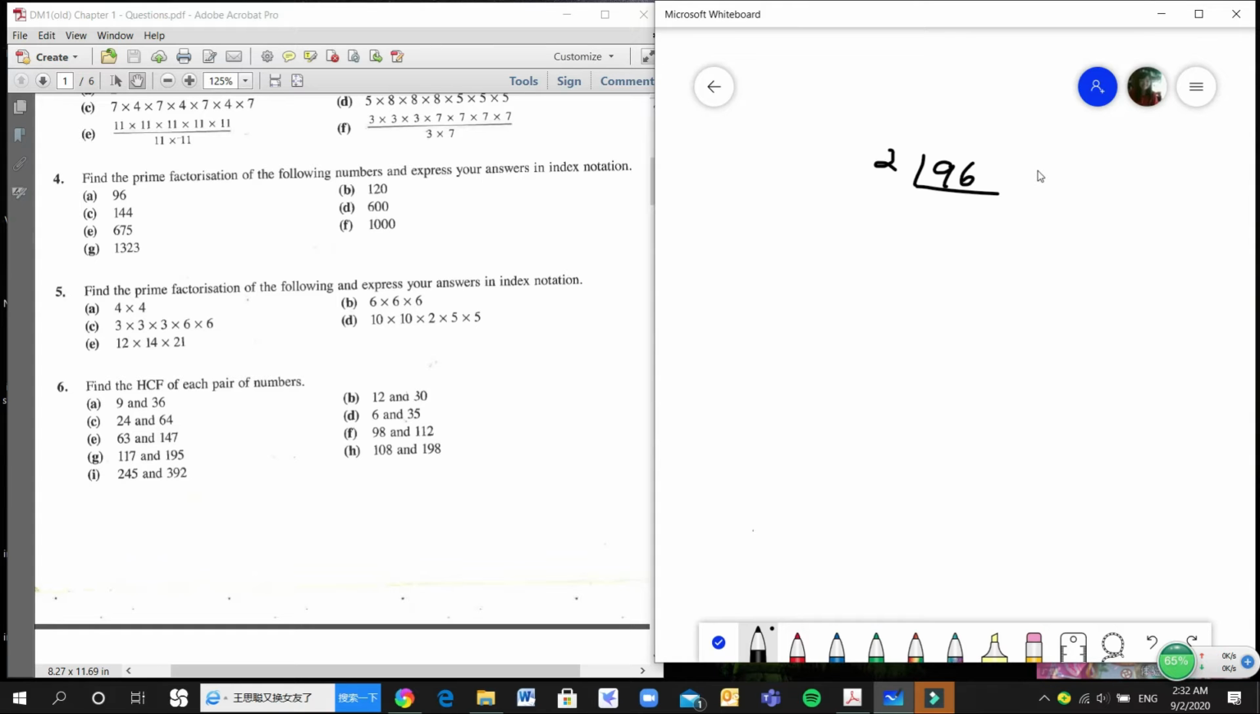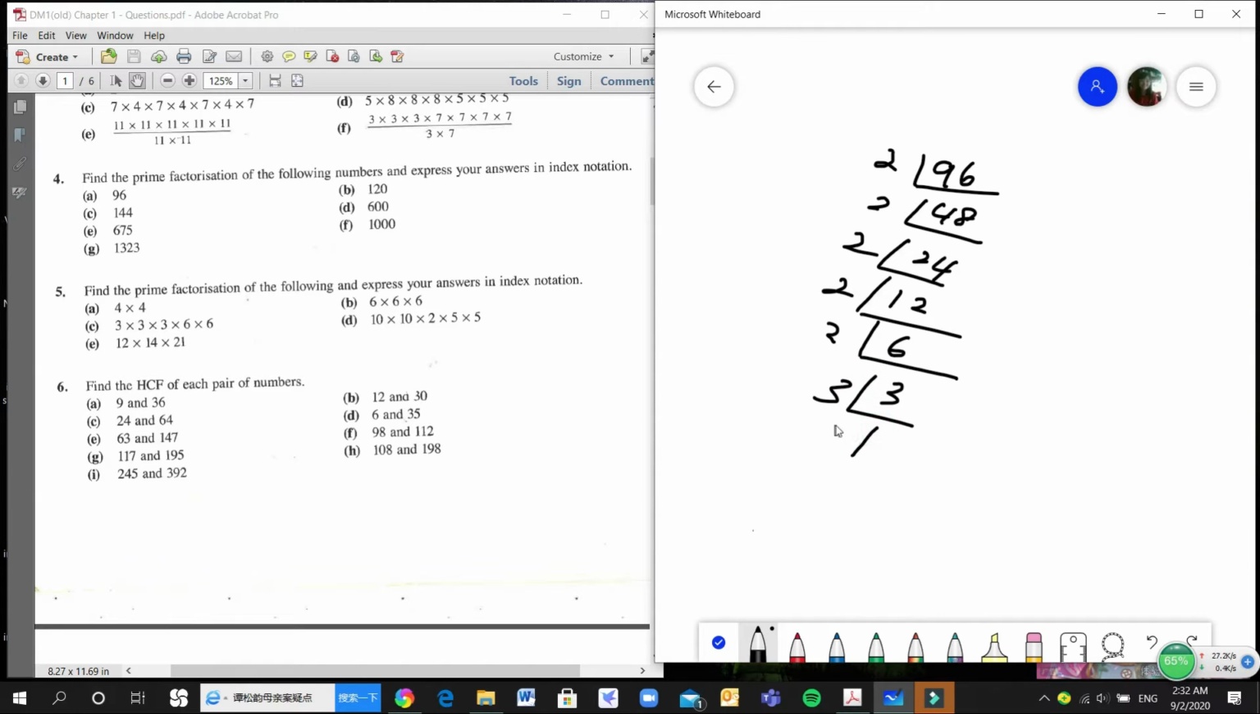If 96 divided by 2, I will have 48. Then 48 divided by 2, 24. And then divided by 2 again, I will get 12. And if I continue, divided by 2, I will have 6. Divided by 2, then I will have 3. And the last one, divided by 3, I will have 1.